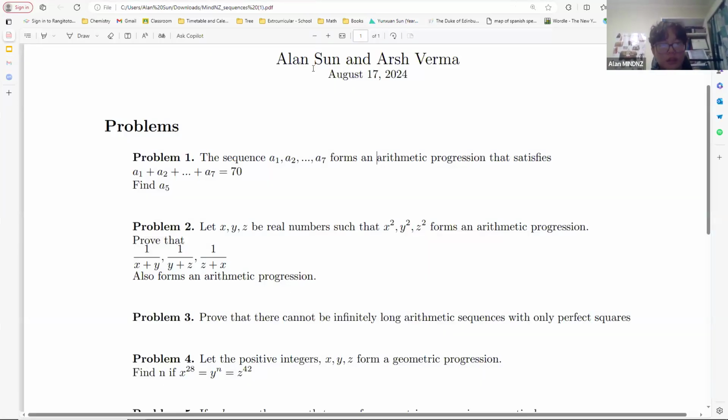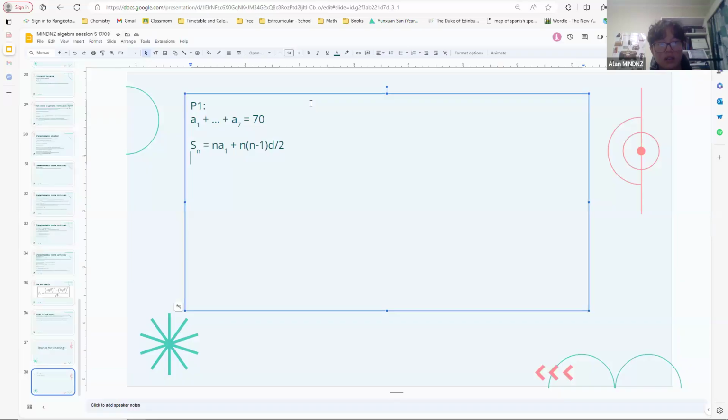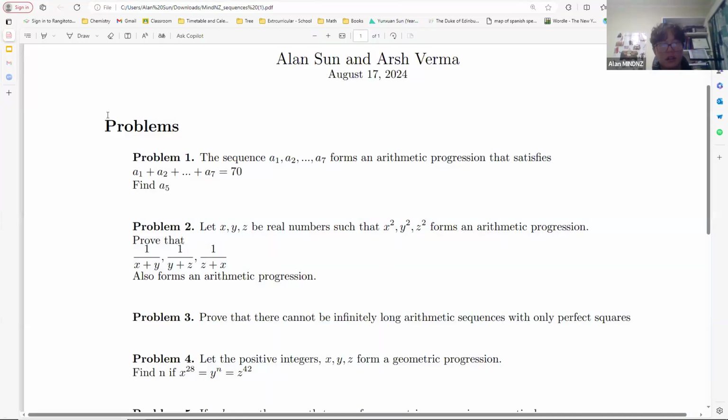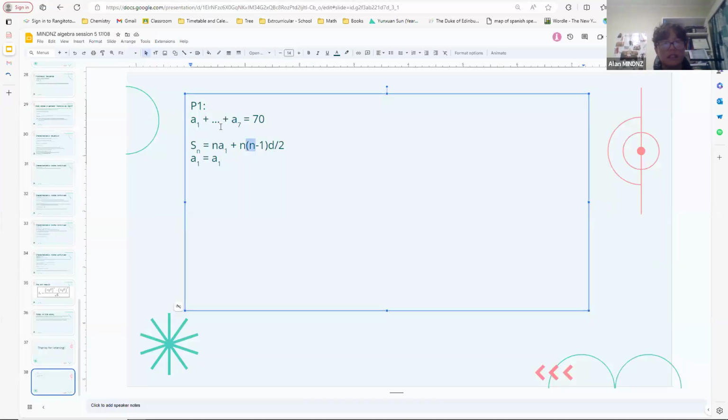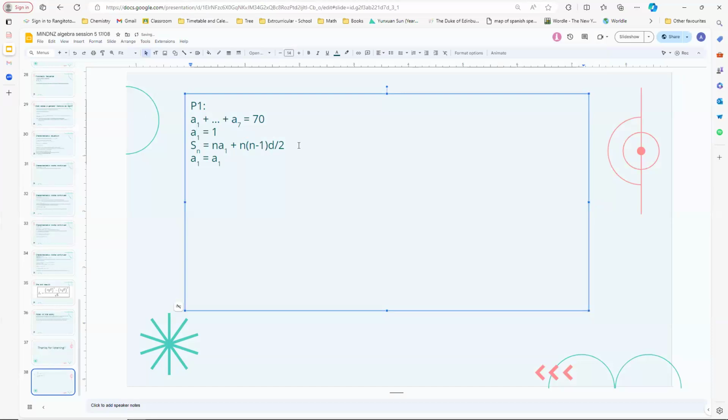Wait, are we? Okay, yeah. So we just assume a1 is equal to a1. We're not trying to find a1, we're trying to find d in terms of this, I think. Wait, no, I don't think I read the problem correctly. So let's just assume a1 equals 1. And we're trying to find d.